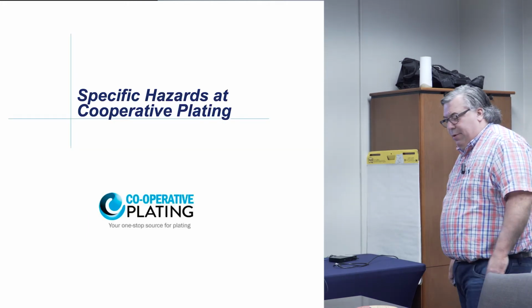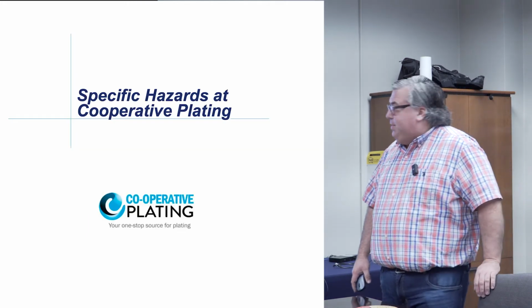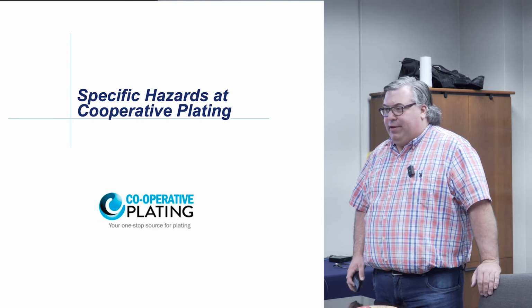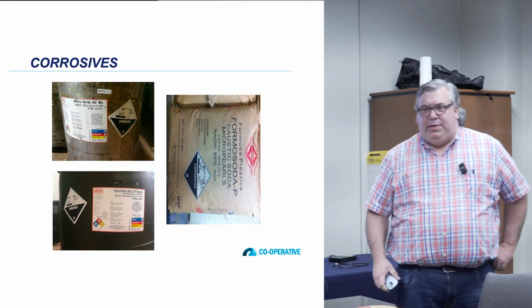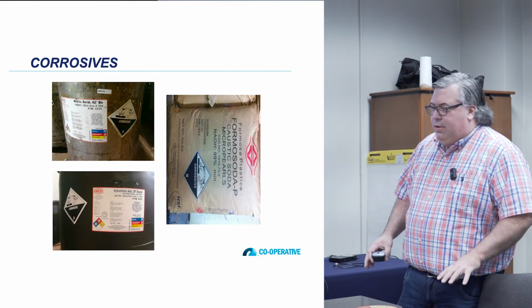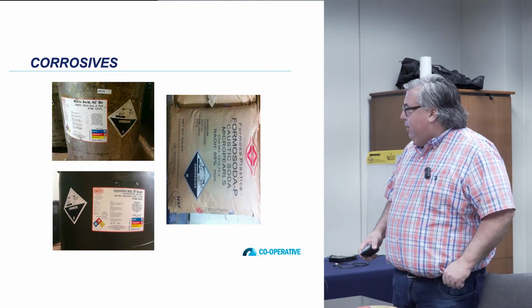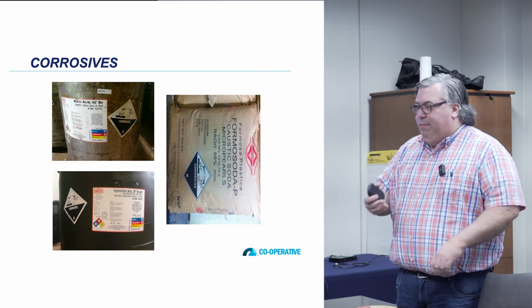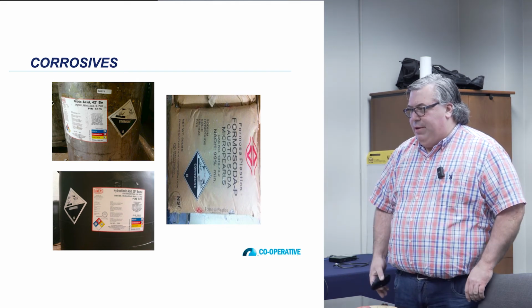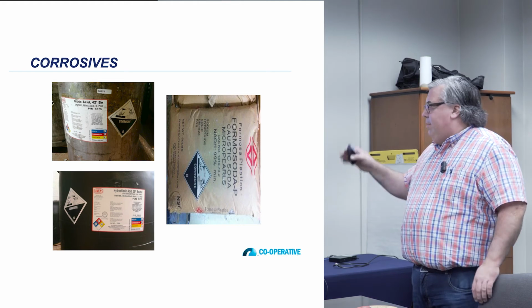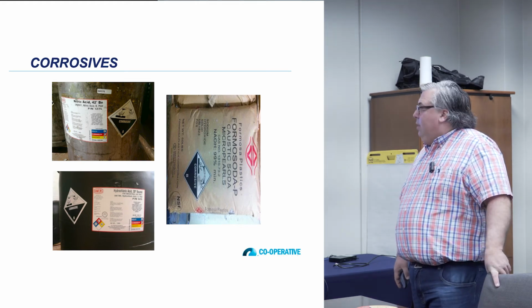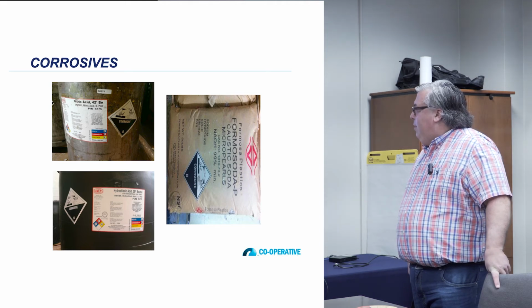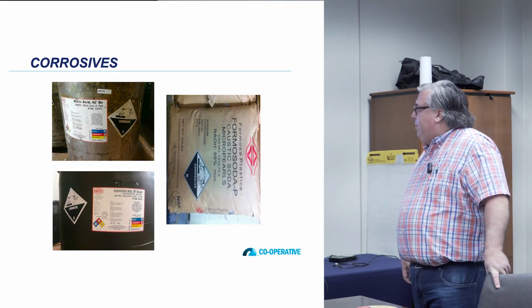All right, now we'll get into the meat of it. We'll talk about the specific hazards here at Cooperative Plating. I mentioned corrosives earlier when we were talking about labels. Corrosives are chemicals that can burn your skin, that corrode metal. They are the most common class of chemicals we have at Cooperative Plating. You see some examples of corrosive chemicals here.